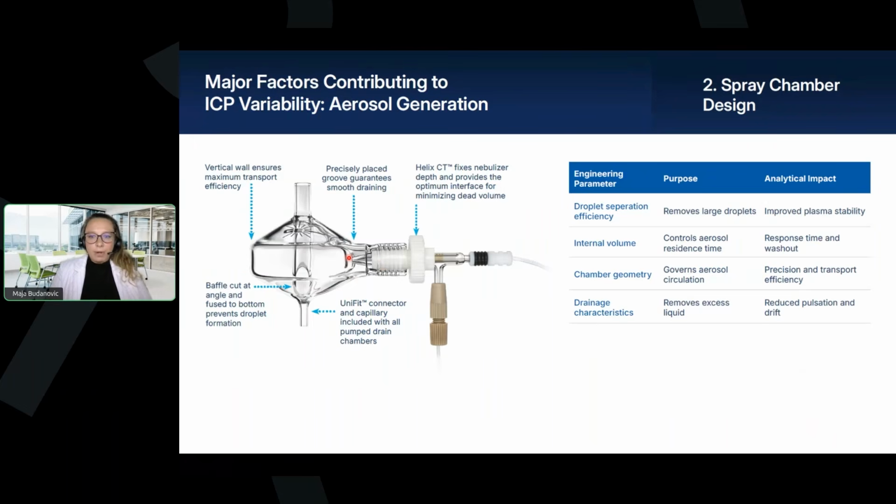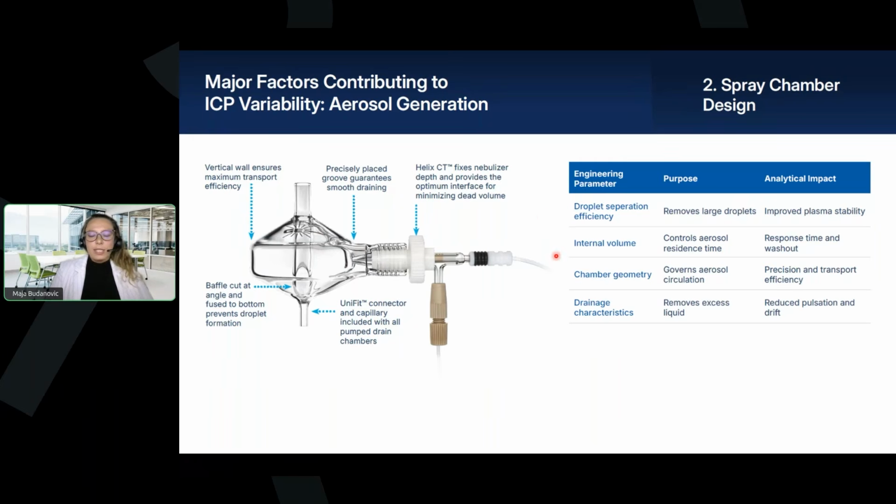Once the primary aerosol has been generated, it enters the spray chamber, which removes a significant proportion of this primary aerosol and then creates a tertiary aerosol. Here the droplet selection is important because larger droplets contain more solvent and can negatively affect your plasma stability. Then we have the internal volume that controls the aerosol residence time and system response. Larger volume chambers can provide additional time for droplet separation, while smaller volume designs are often optimized for a faster response and efficient washout.